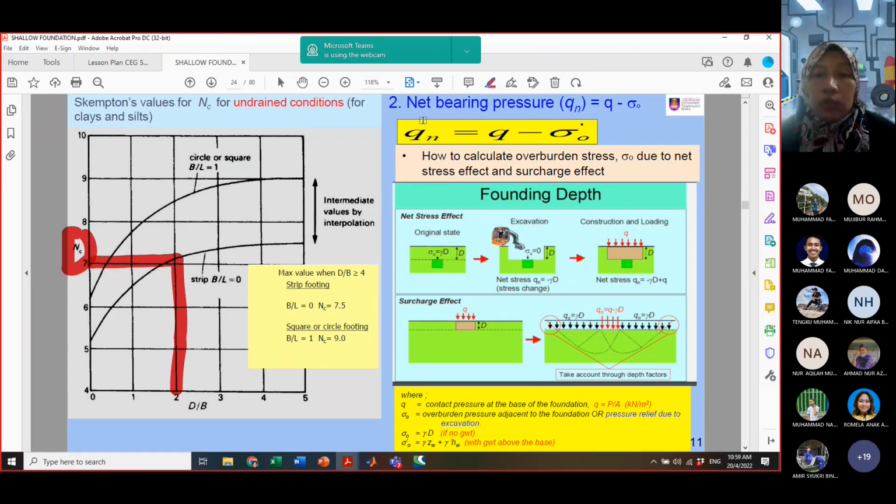So in order to calculate net bearing pressure, contact pressure Q minus dengan overburden pressure. Overburden pressure ni is depending to the effect surcharge lah, stress effect ataupun surcharge effect. So dia bergantunglah sama ada original state ataupun ada some excavations or constructions and the loading. So you nak cari stress effect tu at which particular stress point depth. D ni dia referring to that one.